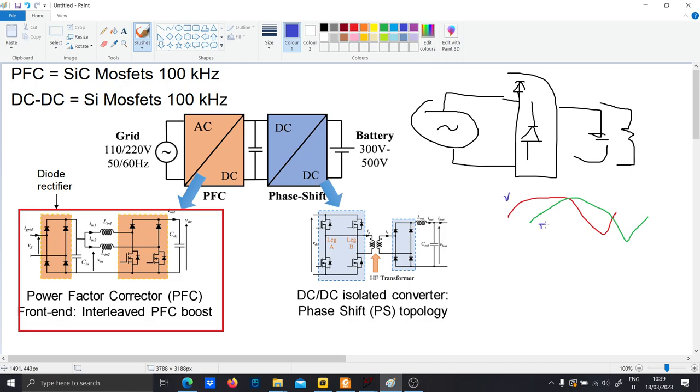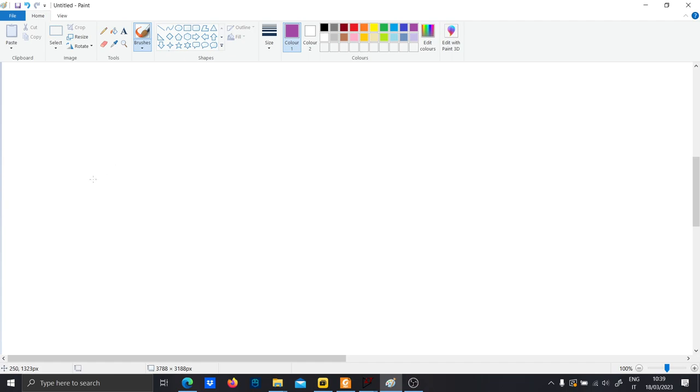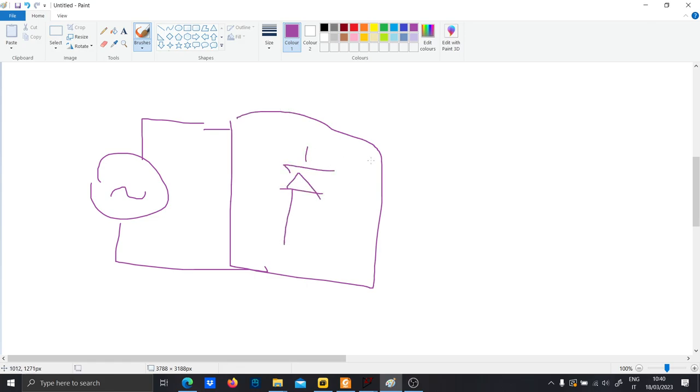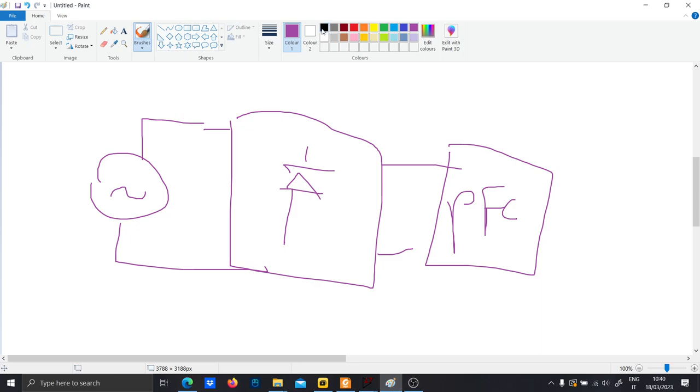So this is the voltage and this is the current. If instead you have something that behaves like a resistor, voltage and current will be in phase, naturally with different values, since Ohm's law applies, V equals R times I, but they will be in phase. So the PFC basically forces the input to behave like a resistive load. You have your Graz bridge and the PFC here, which stands for power factor corrector, and it will force the input to be a sine.